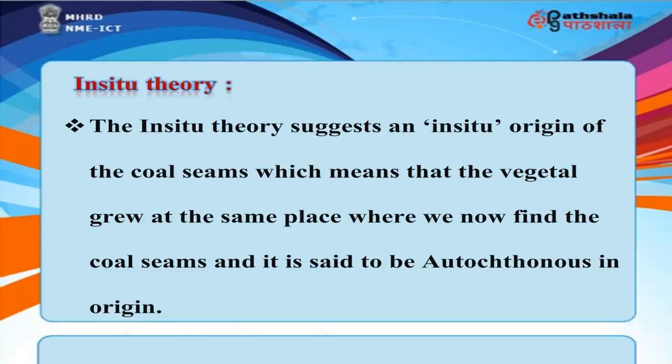In-situ theory. The in-situ theory suggests an in-situ origin of the coal seams, which means that the vegetal matter grew at the same place where we now find the coal seams, and it is said to be autochthonous in origin.